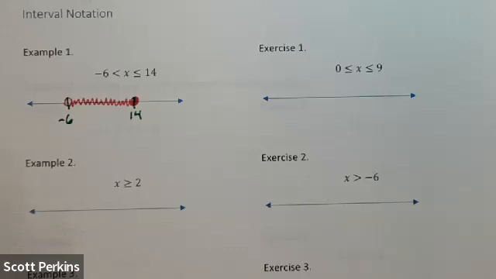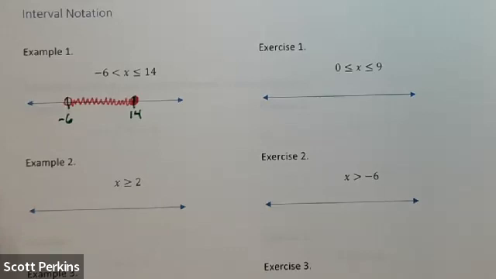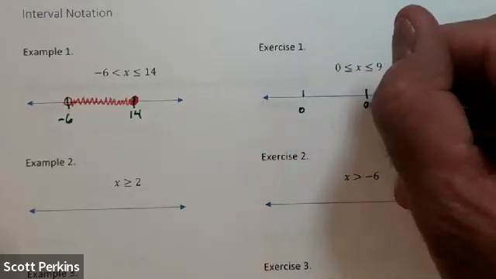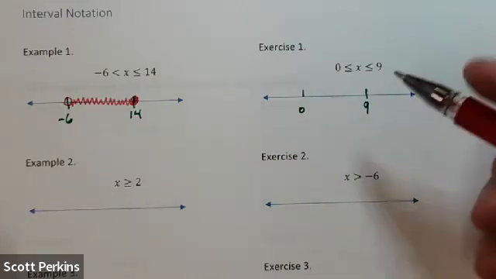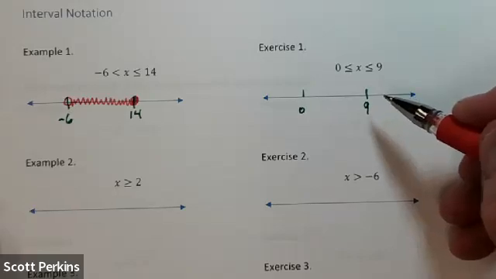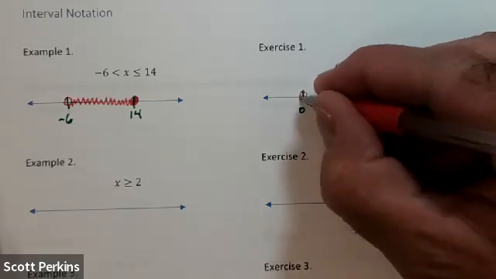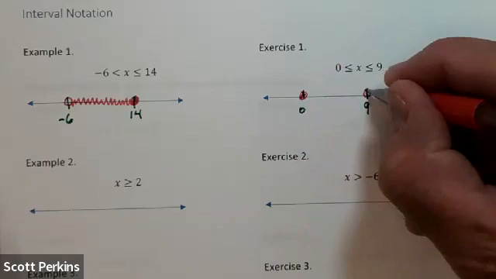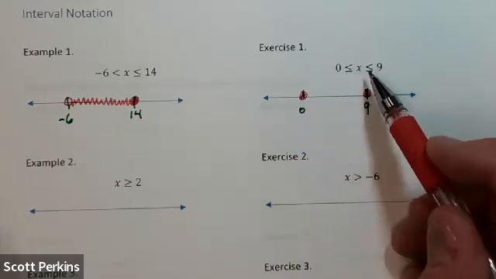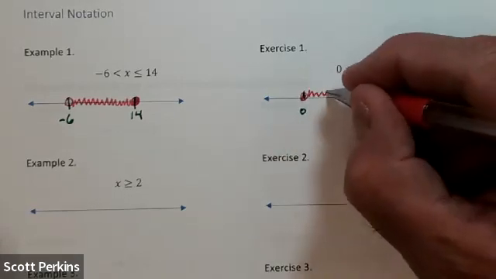All right, what are your boundaries for exercise 1? Sure, 0 and 9. Great. This time, what am I going to put at both 0 and 9? You're going to use the same thing. Close circle. I'm going to close it off because both of those have an equal sign. So we'll do that. And then once again, the x's are bigger than 0 and at the same time less than 9. So that is this middle section right here.